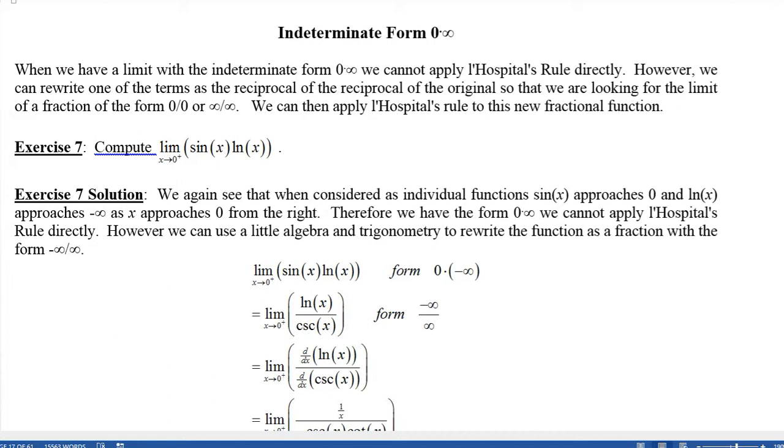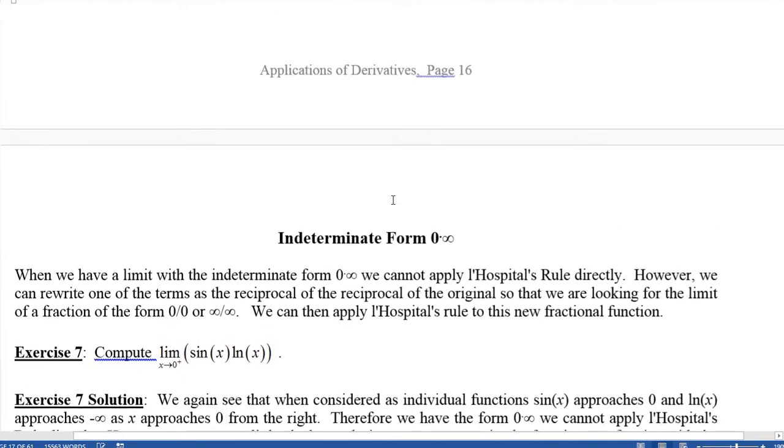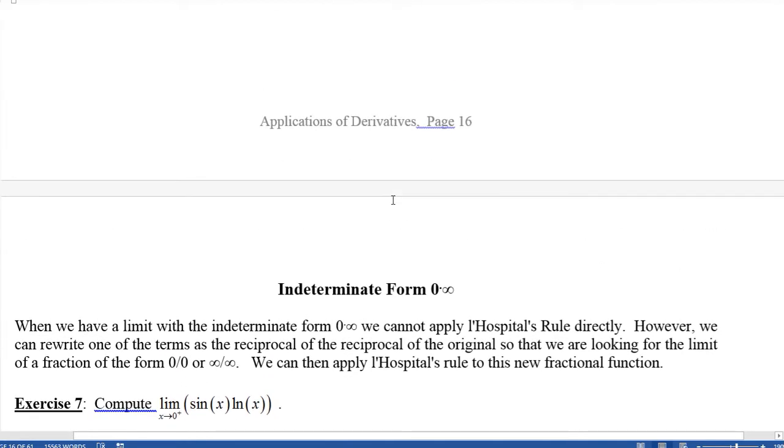So here's an example that I'd like you to try to do. Let's see if you can do this one. Take the limit as x approaches 0 from the right side of sine of x times ln of x. Notice that sine of 0 is 0, and then ln of x approaches negative infinity from the right side, so this has the form 0 times negative infinity.